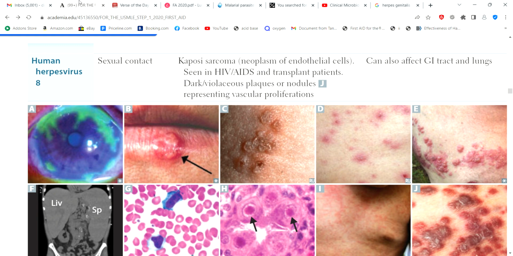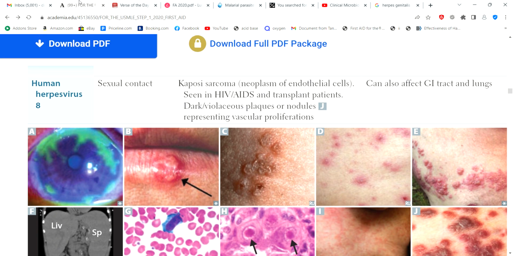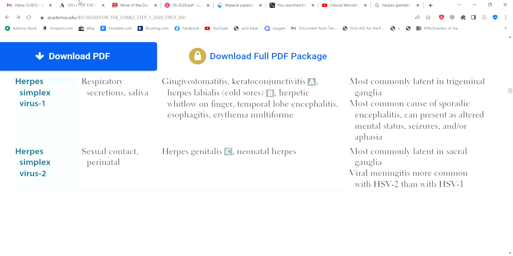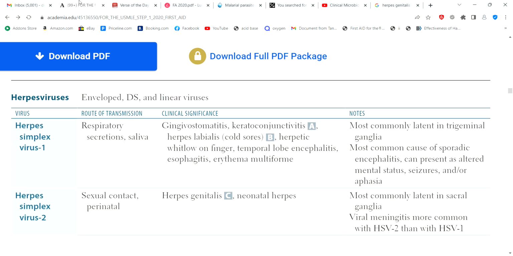Herpes simplex 2 is most commonly latent in sacral ganglia. So HSV1 is in the trigeminal ganglia, that's where it sleeps. HSV2 is in the sacral ganglia. So HSV2 lies dormant in sacral ganglia. Just think HSV2 causes genital herpes and your sacrum is closer to your genitals. Where's your sacrum?